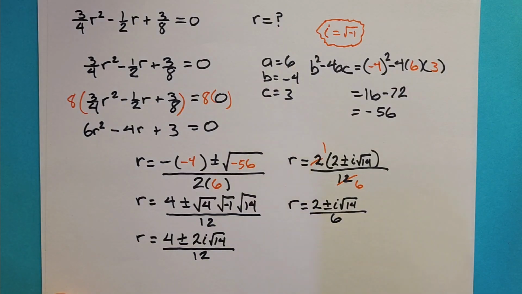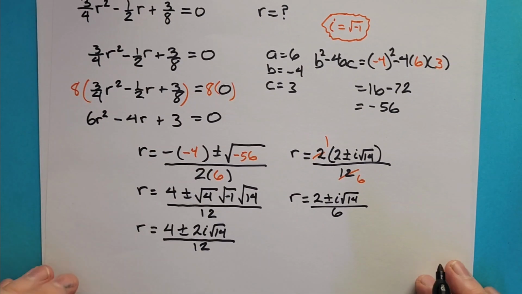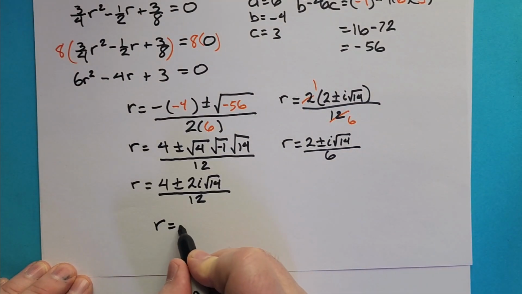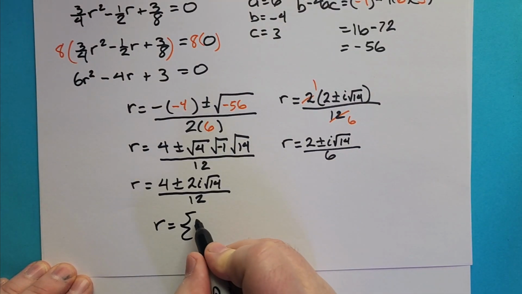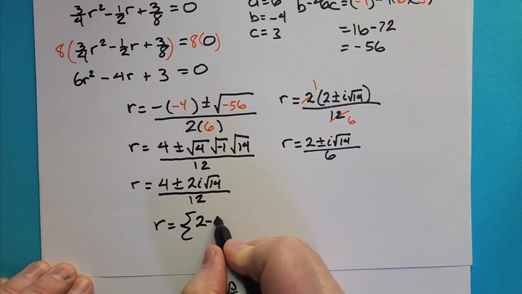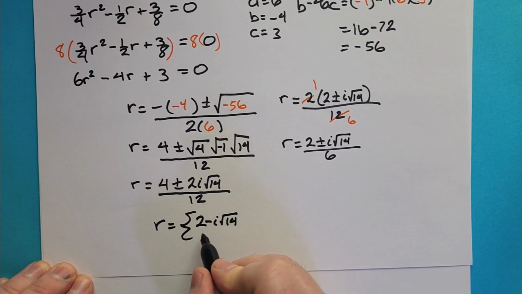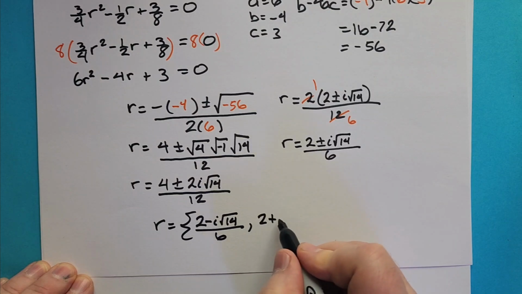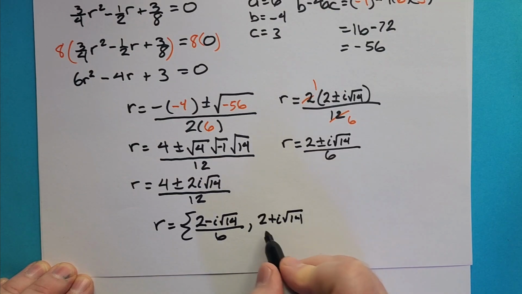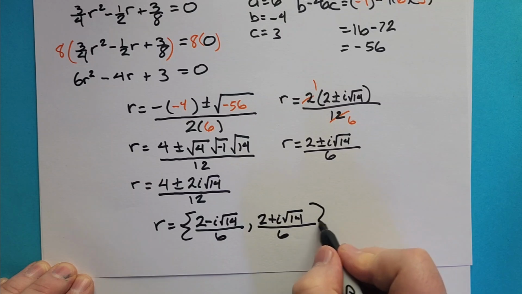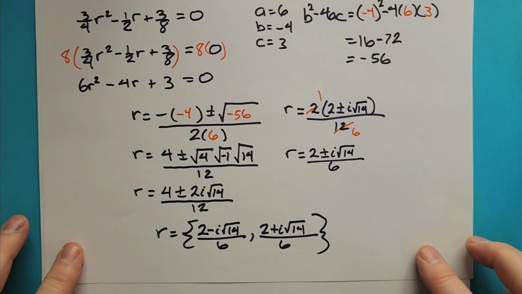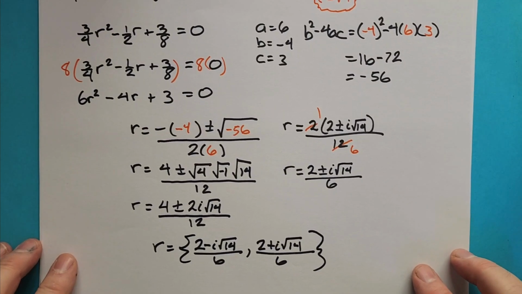And what we can do is we can write them out as a list if we wanted to as well. We can go ahead and just do this. You know, r equals, and then using set roster notation, one of the roots is 2 minus i root 14 over 6, and the other one is going to be 2 plus i root 14 over 6, and then close that off with braces. So that's the solution set showing our two complex conjugates that satisfy this equation.